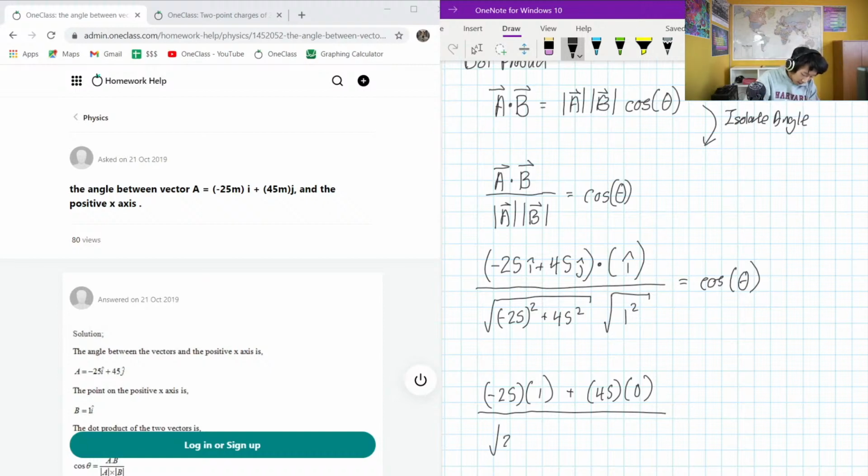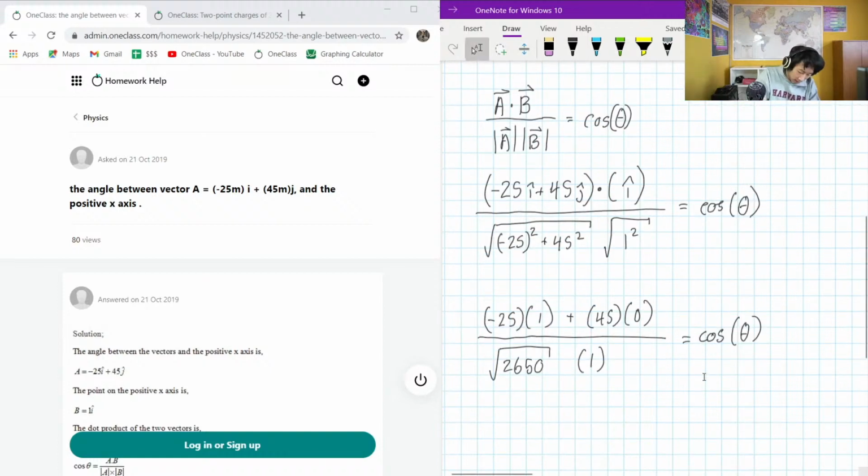So this is the square root of 2650 times 1. I guess we'll write that there just to be 1000% clear. Cos theta. Okay, so on the top, as we can see fairly clearly, this is just going to be zeroed. So we don't need to worry about that anymore. Now it will just be negative 25 over the square root of 2650.